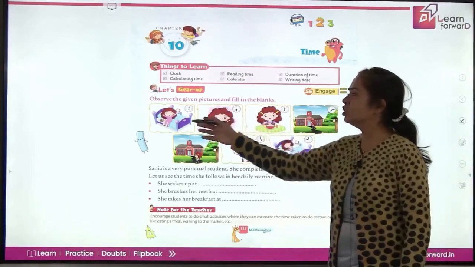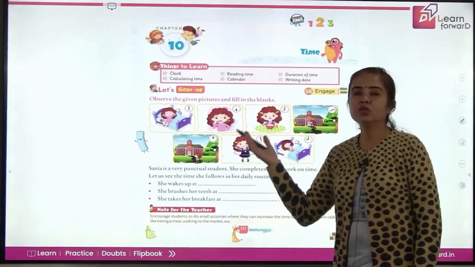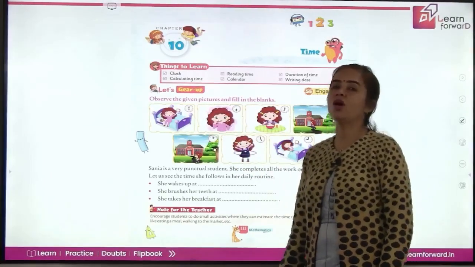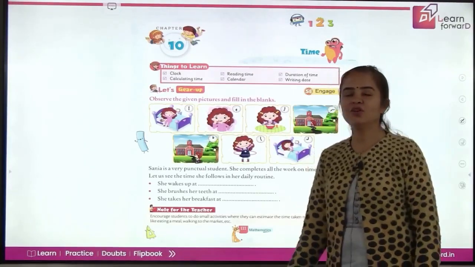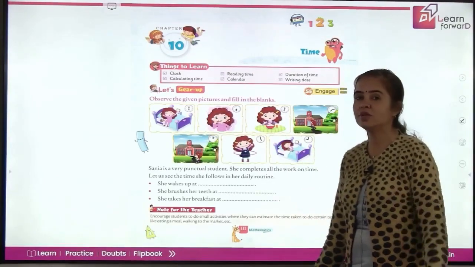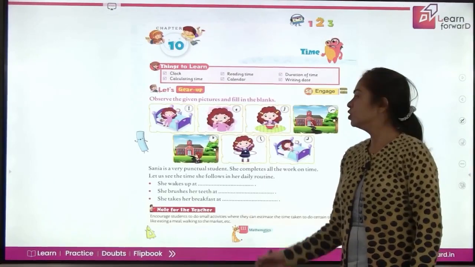And then she is leaving her bed. So, is it 6 o'clock in the morning or in the evening? It is in the morning. This is the time when you wake up in the morning because you have to get ready for the school, isn't it? So, let's do this activity.